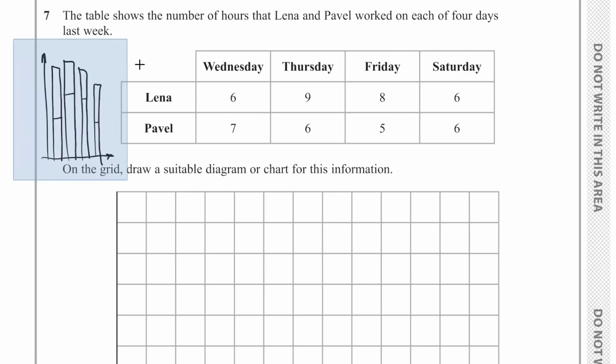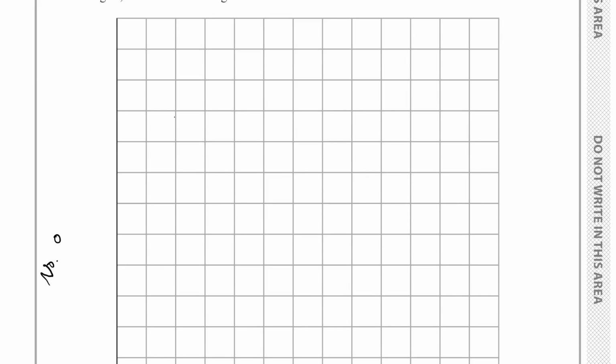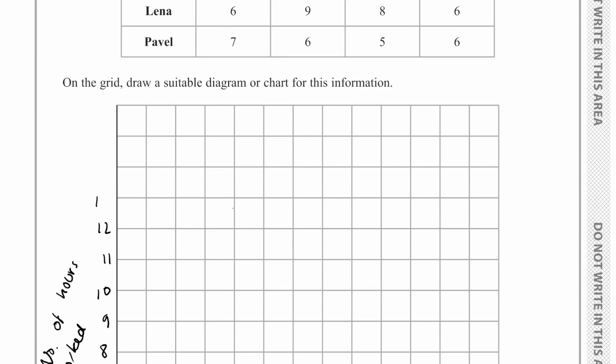I'm going to do a composite bar chart. So I'll do one bar for both of them. So down the side, we're going to have number of hours worked. And 0, 1, 2, 3, 4, 5, 6, 7, 8, 9, 10. I can only do this because they've given us enough room. The highest total is 15. So we've got 13, 15, 13, and 12. So it only needs to go up to 15.